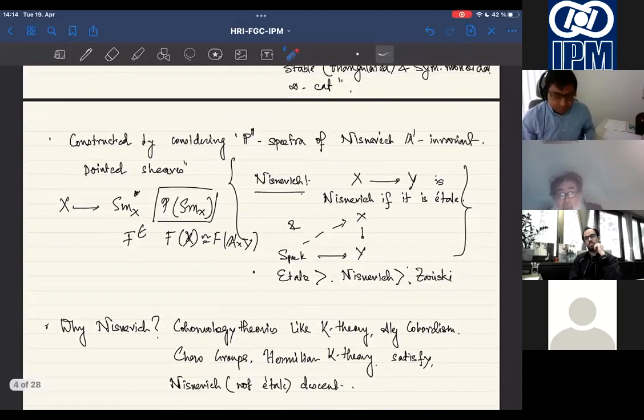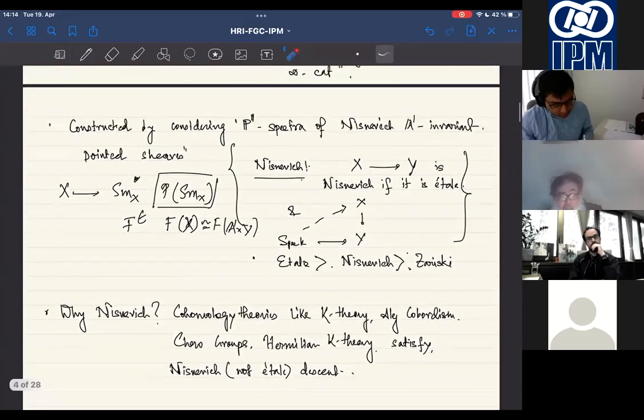To say it briefly, the cohomology theories we are interested in, like K-theory, algebraic cobordism, Chow groups, or a variant of K-theory called Hermitian K-theory, satisfy Nisnevich descent. That means that if you consider them as presheaves, they do not satisfy descent along étale morphisms, but they satisfy descent along Nisnevich morphisms. So if I consider Nisnevich descent, then I can consider all these objects as examples in this SH, and I can study them and understand how they interact with each other. That's why Nisnevich is important.